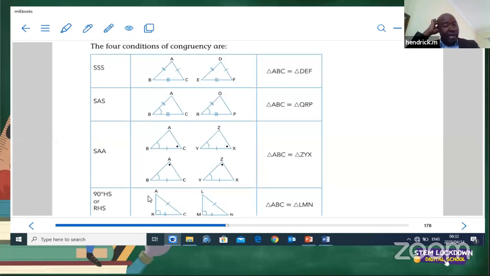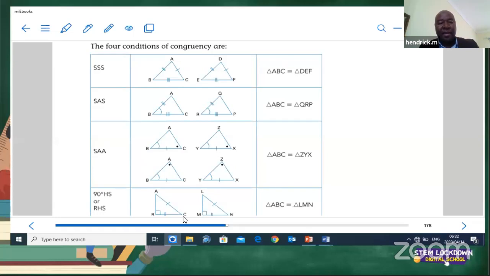And of course, the last one is LMN. That is the two pairs of triangles. You can see that angle B is equal to angle N because both of them are 90 degrees. You're given the hypotenuse side, which is AC, equal to LN. That is given. And the last side that is given, BC, is equal to MN. And of course, this means that triangle ABC is congruent to triangle LMN.